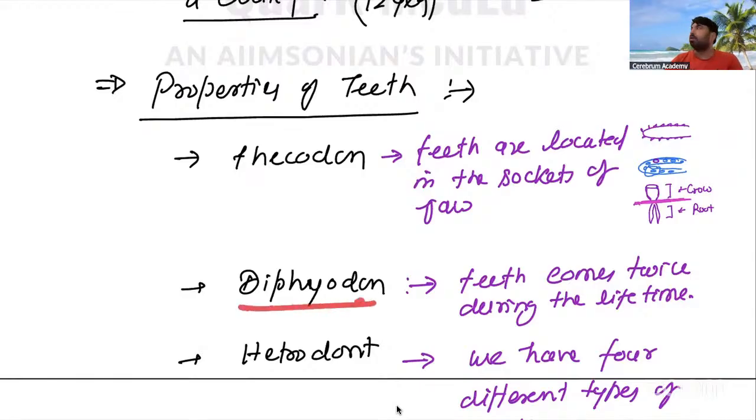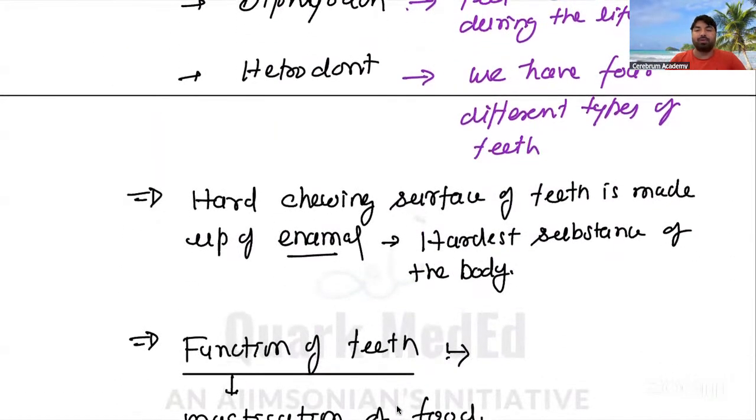And then diaphyodont. Diaphyodont means teeth come twice during the lifetime. Then heterodont. Heterodont means we have a variety of teeth, four varieties: incisor, canine, premolar, molar, right? So I repeat once again: thecodont, teeth are situated in sockets. Diaphyodont, they will come twice. Heterodont, we have a variety. They come twice means we have milk teeth and then permanent teeth. Slowly milk teeth are replaced with permanent teeth. Your teeth will fall one by one and the new teeth will appear.